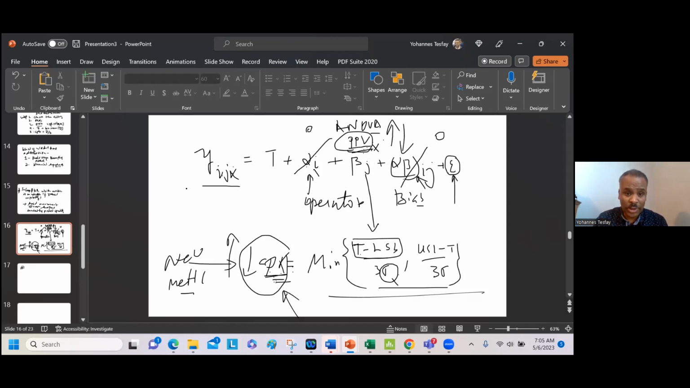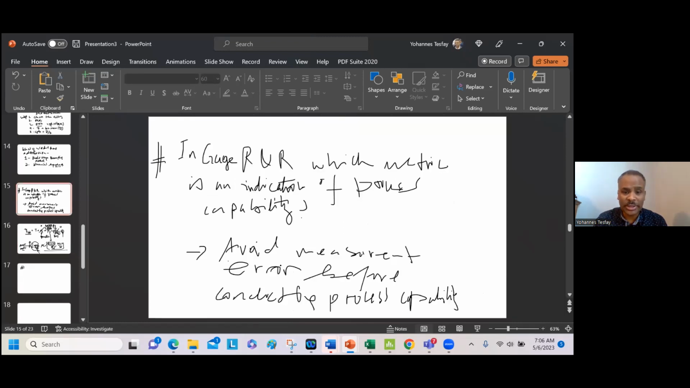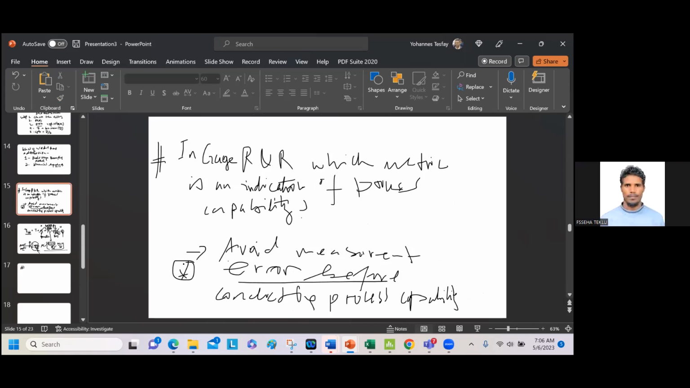Conduct the gauge study first, before process capability. The answer is to control error, no, to avoid measurement error.